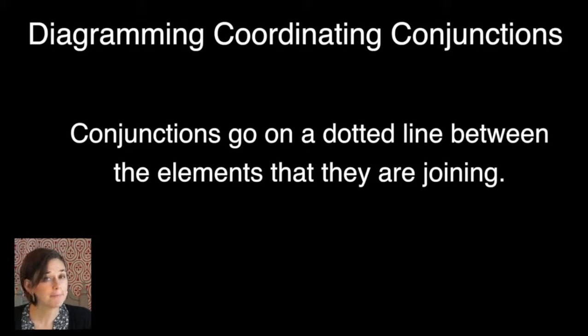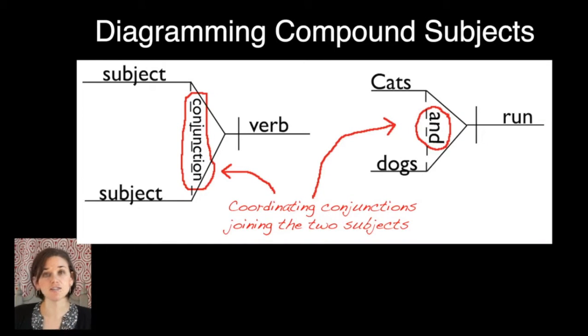To diagram coordinating conjunctions that are joining subjects, verbs, and direct objects, you put them on a dotted line between the two elements that they're joining. So in the next few diagrams, you're going to see a lot of double lines. It's almost like we split the line for whatever the compound element is so that we could fit both words in the slot. Here's what I mean. Let's look at this example.